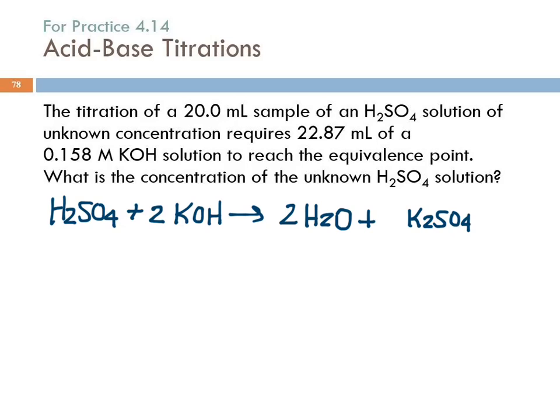Now let's take these numbers and write them under the equation. This comes out to be a volume stoichiometry problem. So 20 milliliters of the H2SO4. And we have 22.87 milliliters of the potassium hydroxide. And we're also given the concentration. And capital M is moles per liter.